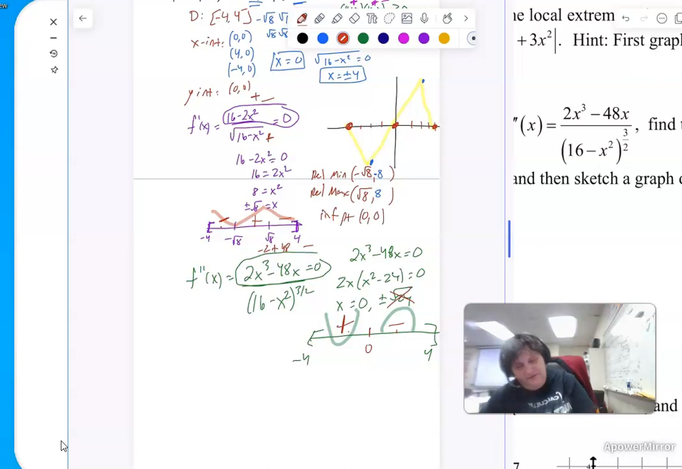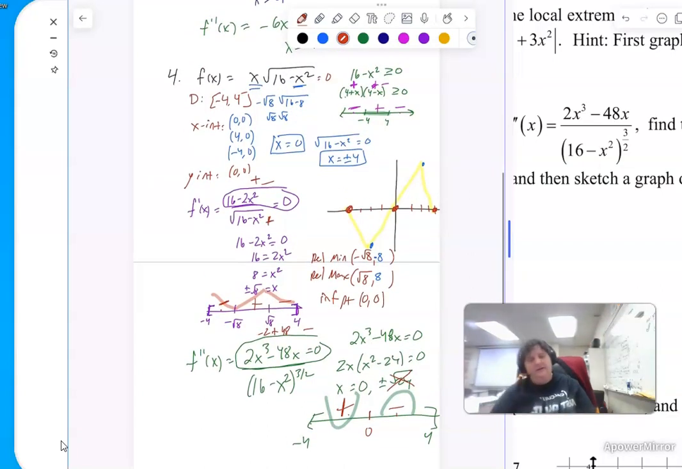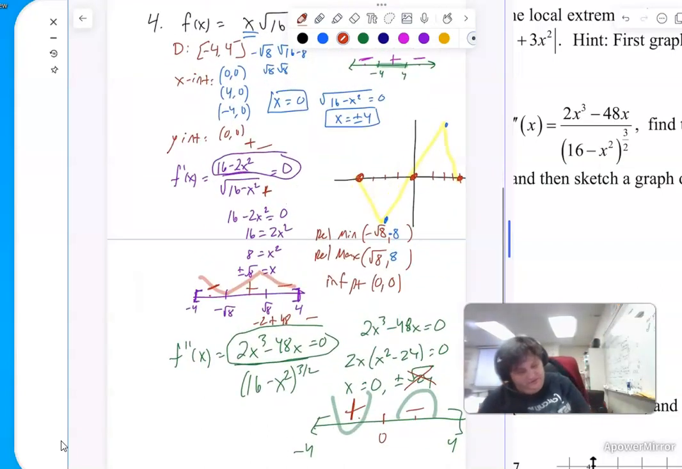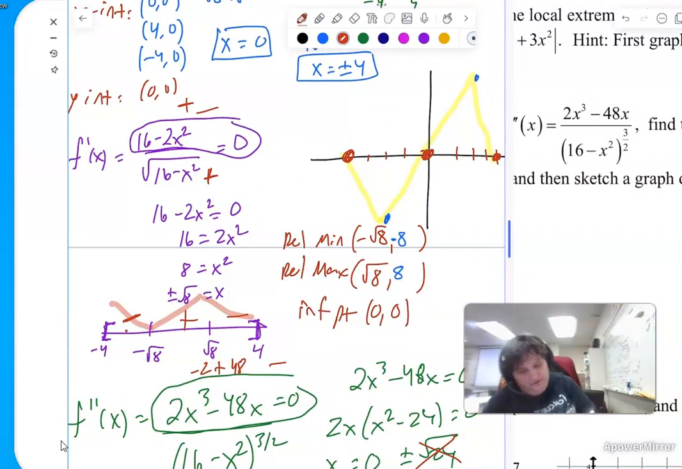And I have an inflection point at 0 something. Well, when I plug it in here, I get 0 times the square root of 16. So it's 0, 0, which was already a point. So that's chill. And so when I go to draw this thing, right, it goes decreasing to increasing, concave up, and then increasing to decreasing, concave down. Okay?